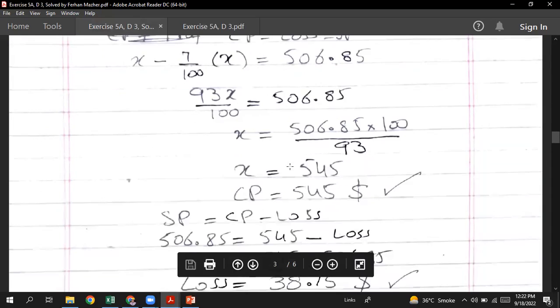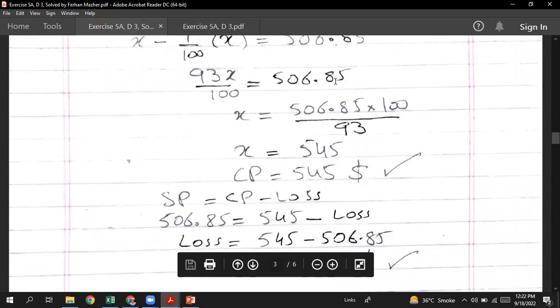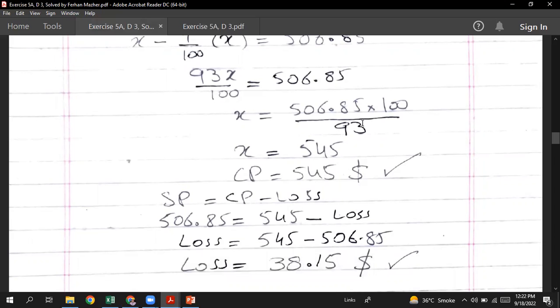So I will make this x alone, so this 100 will go on the other side, it will multiply, this 93 will go on the other side, it will divide. So x will be equal to 506.85 multiply 100 divided by 93, and x will be 545. So the cost price is $545. Now the sale price is equal to cost price minus the loss. We know the sale price, that's 506.85 equals the cost price 545 minus the loss. So the loss will be equal to 545 minus 506.85, and that will be $38.15. So this is the loss.